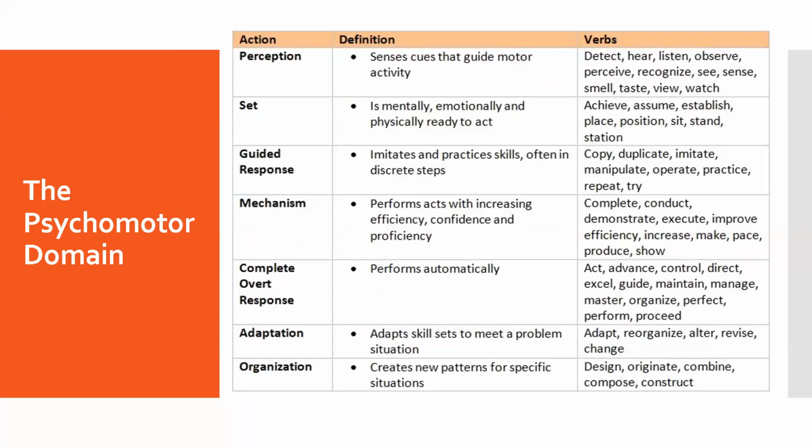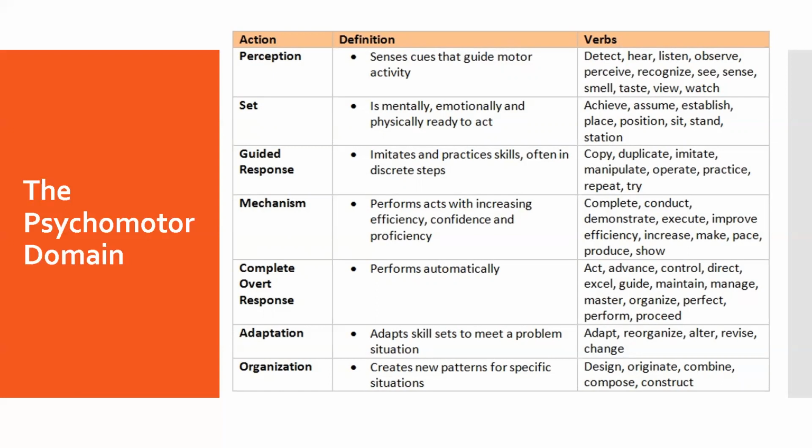Here we have the comparison of the levels. So when you say perception, this actually refers to the level wherein the individual senses cues or information that guide their motor activity. For set, the individual here is mentally, emotionally, and physically ready to act. So in perception, the person is just aware of the motor activity or the skill. In the set, the person is now ready to act or follow the skill.